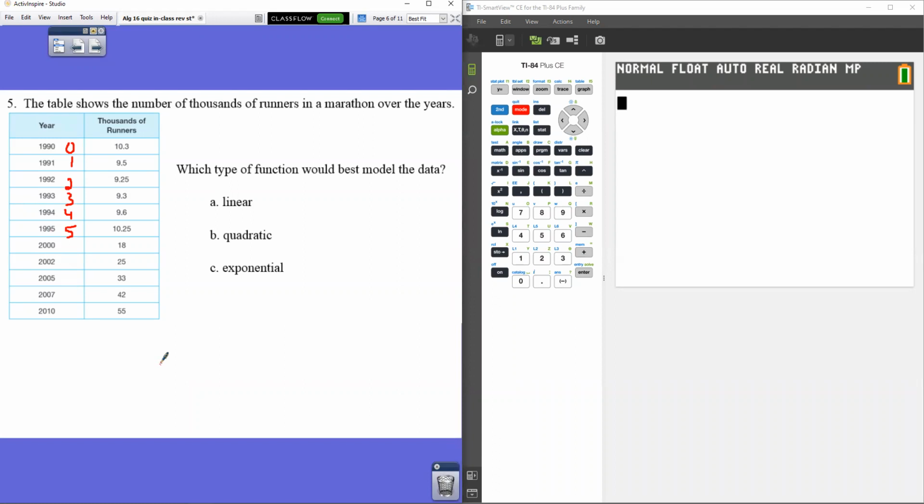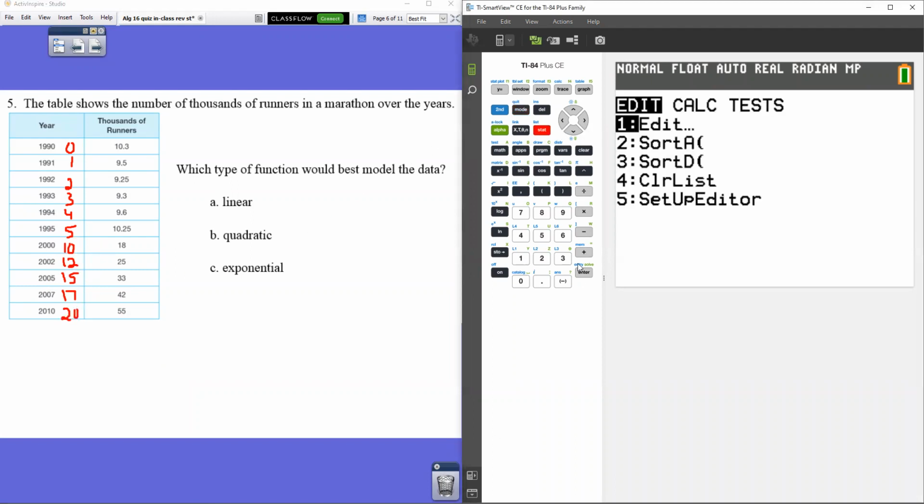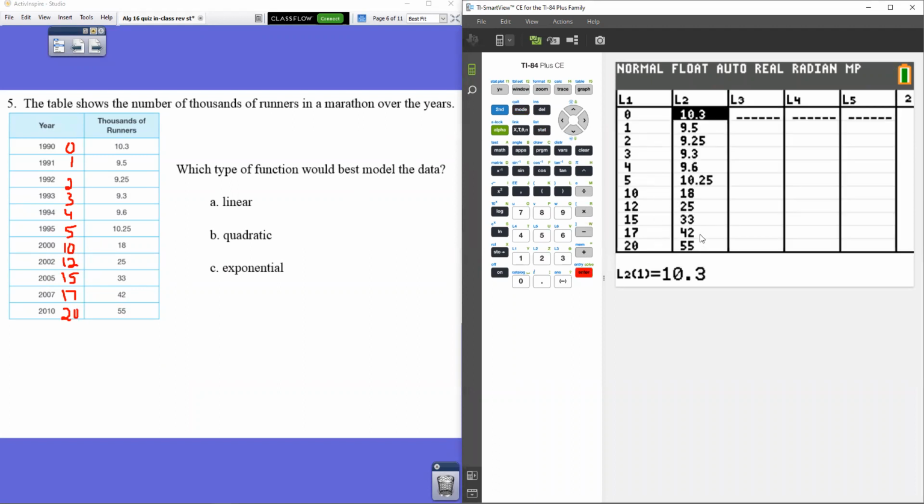96 would be year 6, 97 would be year 7, 98 would be 8, 99 would be 9, 2000 is actually 10, 2001 would be year 11, 2002 would be year 12, 2005 would actually be year 15, this would be year 17, and this should be year 20. So those are the numbers that you need to type into your stat edit. I've already gone through and done that. Again, you don't type in specific years.